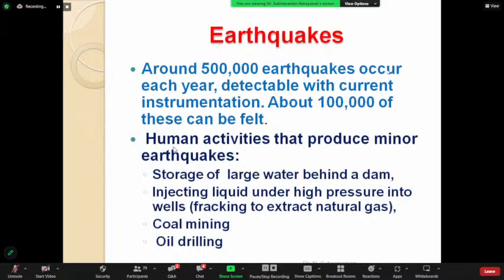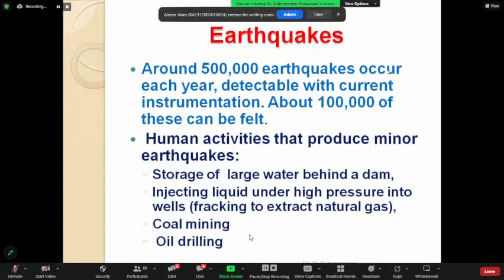Even human activities can produce minor earthquakes, such as storage of large water behind a dam, injecting liquid under high pressure into wells, that is fracking, to extract natural gas, coal mining, or oil drilling.